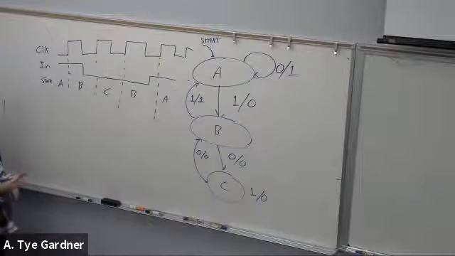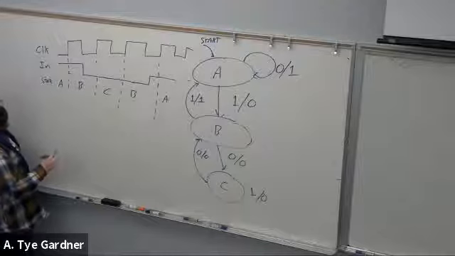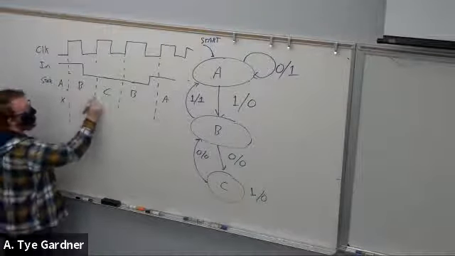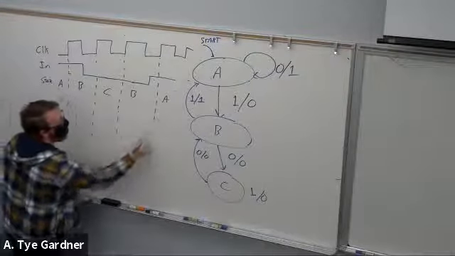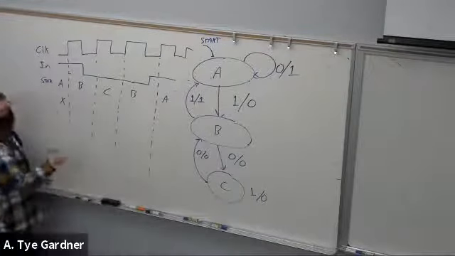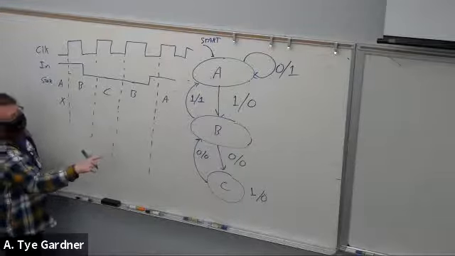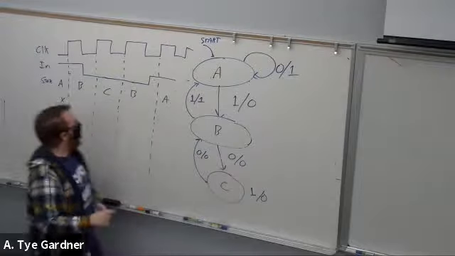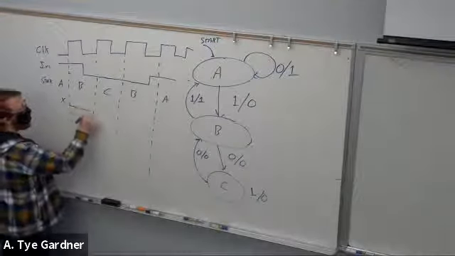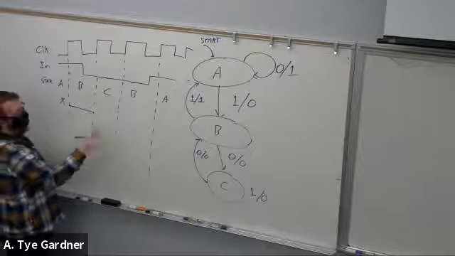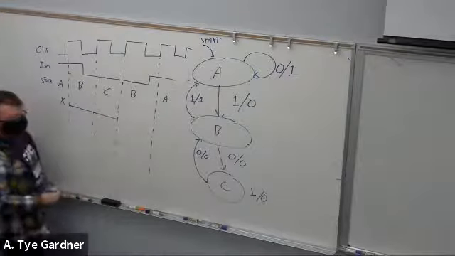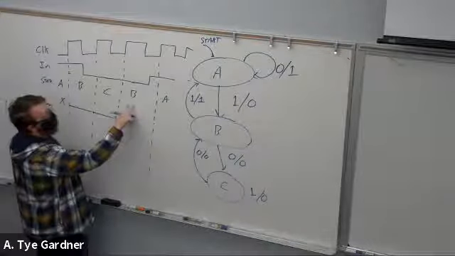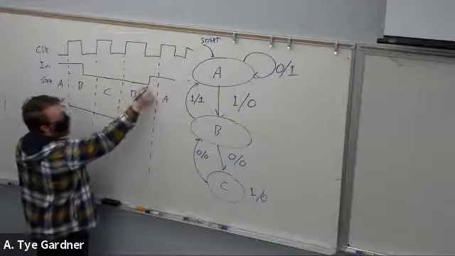Now my output, let's start off saying I don't know. Well, if I'm in state B, my input is 0, my output is 0. C, no matter what, my output is 0. I've moved back to B. I see a 1 here.